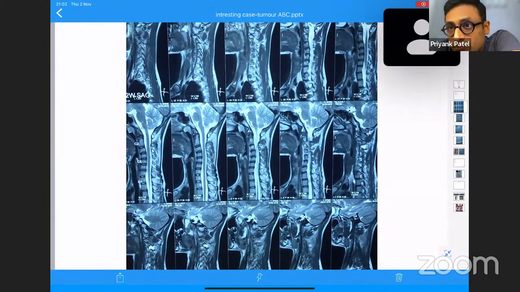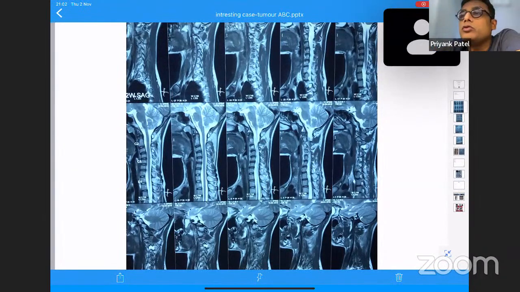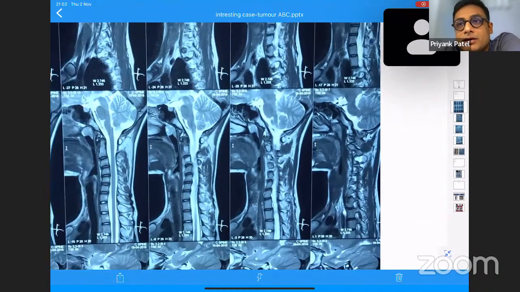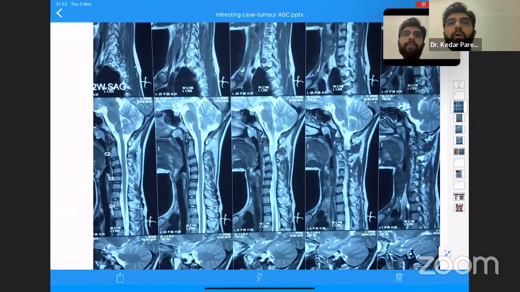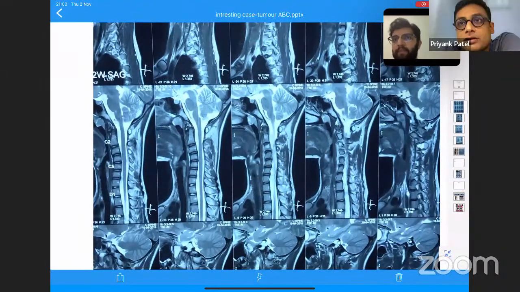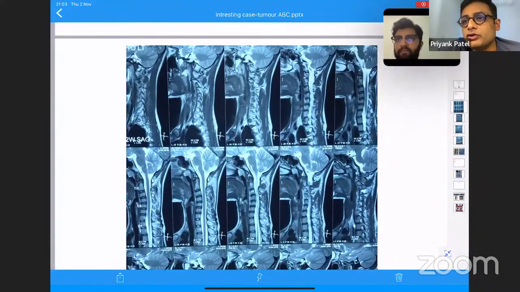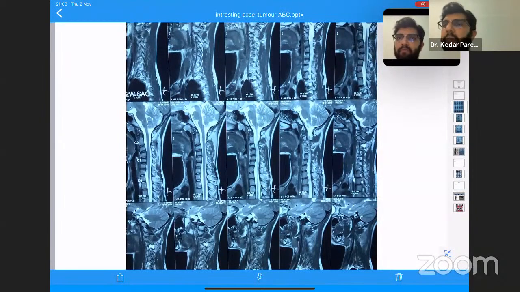Kedar, you're there? Sir, I'm here. Yes. Tell me, what do you see in this presentation? Like what do you find in this MRI? So the MRI shows loss of cervical lordosis. Okay. There appears to be no compression on the cord, which is very grossly evident. Good. Anything else you can notice over here? The C2 to me appears slightly abnormal, but I'm not sure about the C2.